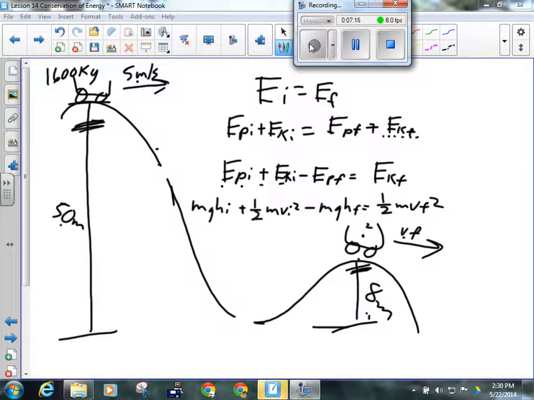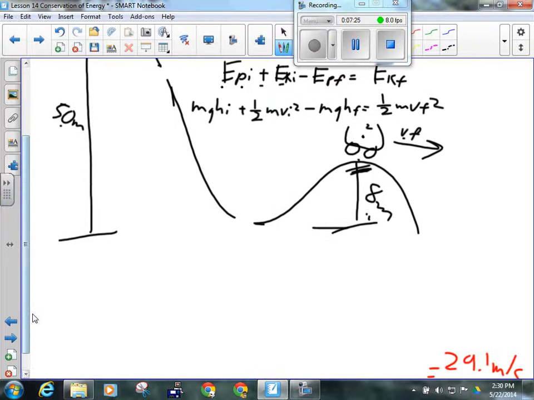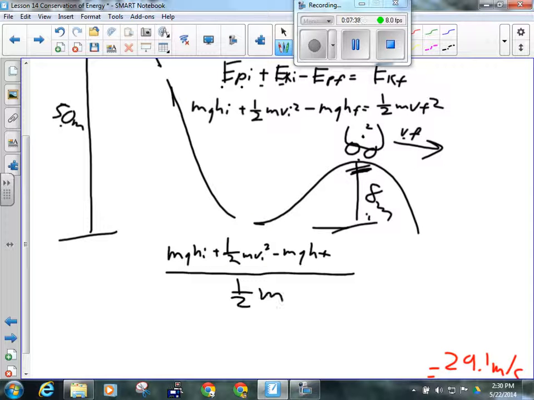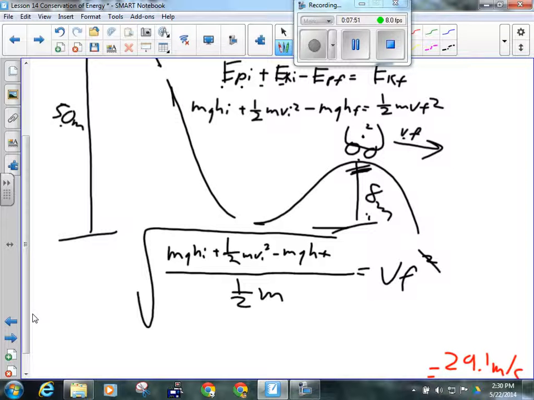I want to find VF. I still have to move a couple of things. I need to move the half and the m. How do I move them over? Divide. So what I end up with is m times g times hi plus 1/2 m vi squared minus m times g times hf, over 1/2 of m, equals vf squared. Do I want vf to be squared? How do I get rid of a square? Square root. I know it's a lot of algebra. This is probably the most involved algebra you will do in this course, this type of calculation.